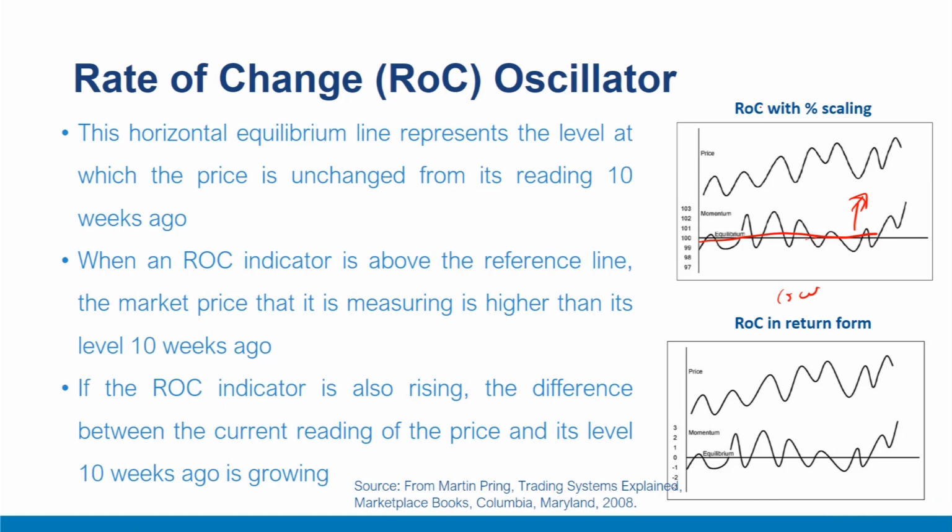Please also note that ROC can be presented in two forms: with percentage scaling, that means current price P_t upon the price 10 weeks before, or in log form, which is ln of P_t upon P_(t-10). So the bottom one is in the log form, and the upper one is in the scaling form. Also, if the ROC indicator is rising like this, then the difference between the current reading of the price P_t and its 10-week-ago level is also growing. So P_t is moving ahead compared to its level 10 weeks before.